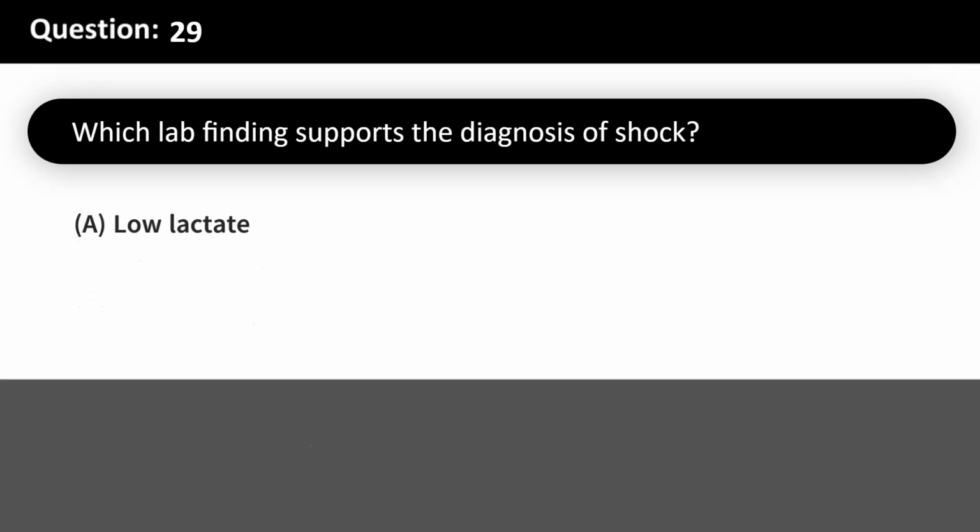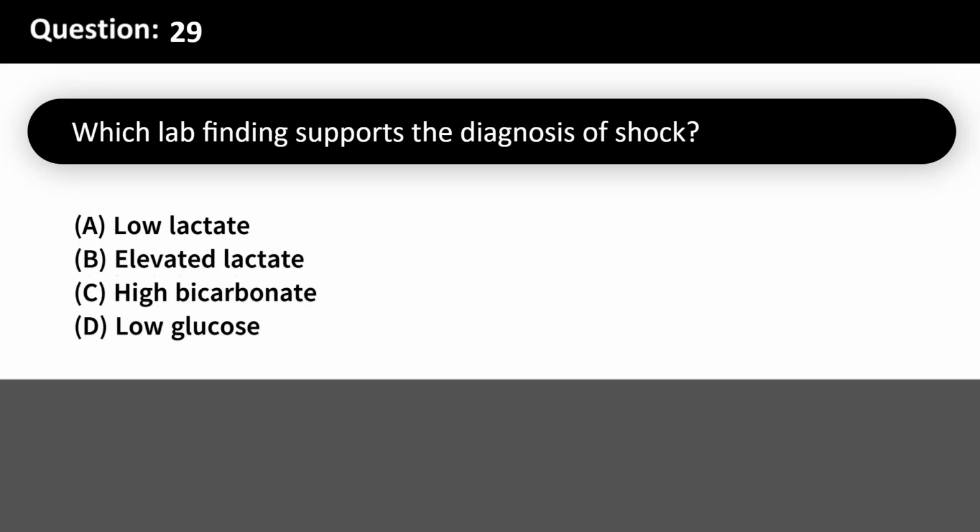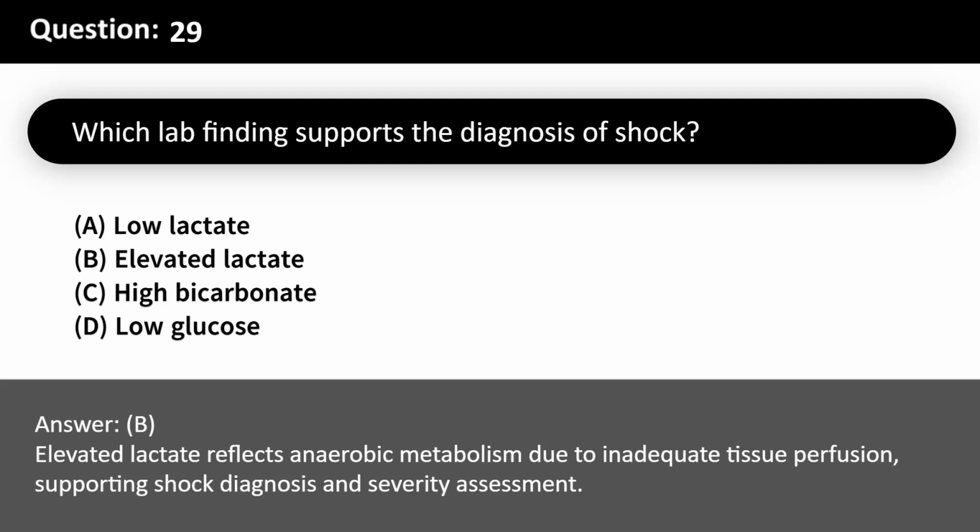Which lab finding supports the diagnosis of shock? A. Low lactate. B. Elevated lactate. C. High bicarbonate. D. Low glucose. Answer: B. Elevated lactate reflects anaerobic metabolism due to inadequate tissue perfusion, supporting shock diagnosis and severity assessment.